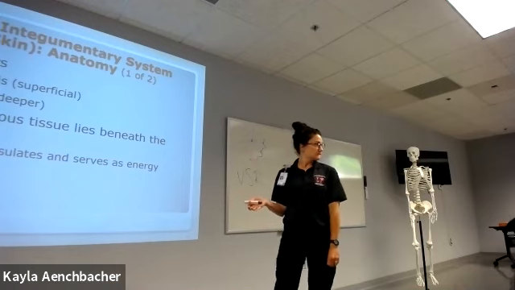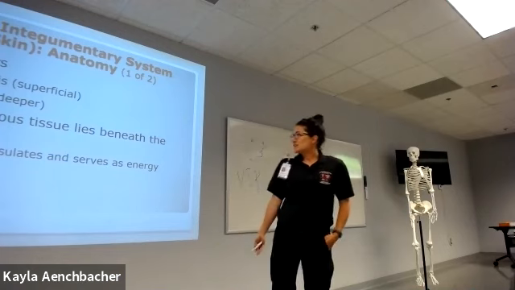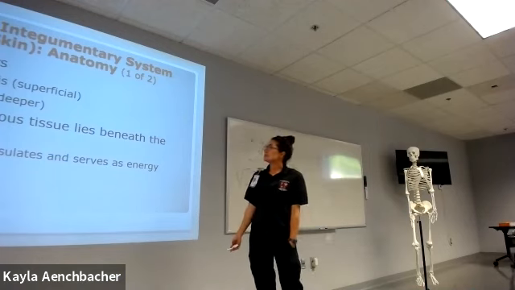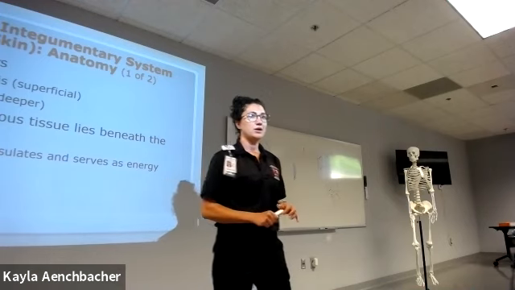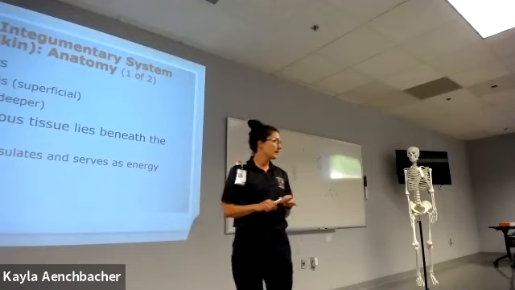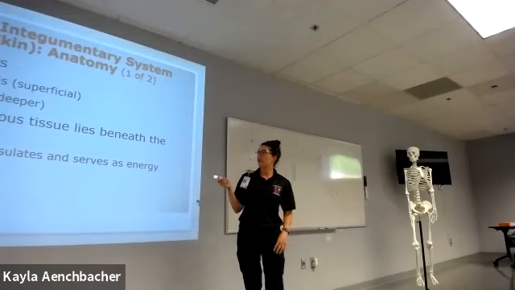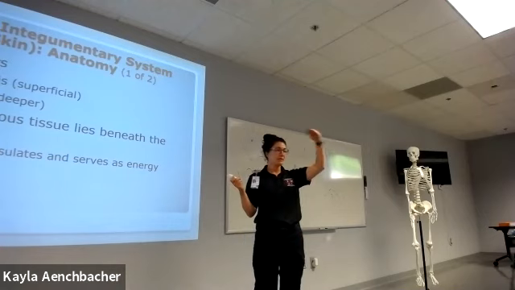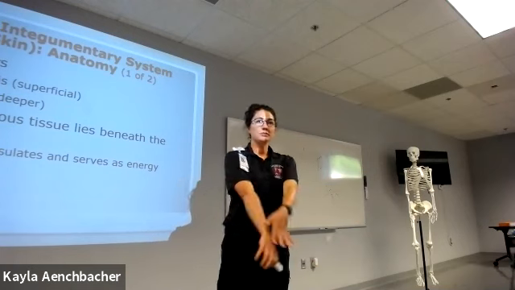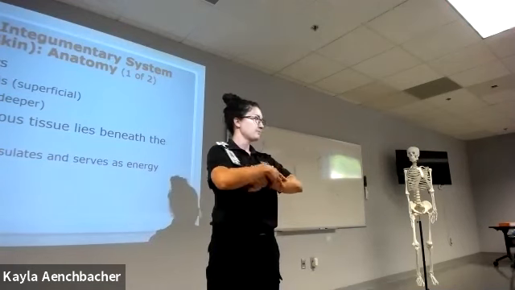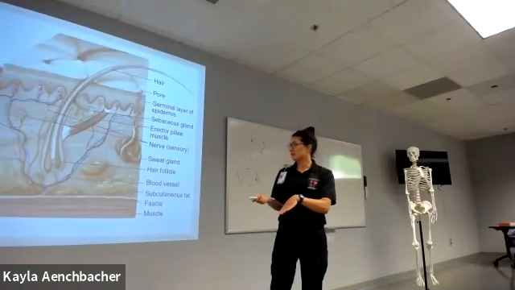All right, so skin, guys, the integumentary system. Your skin is the biggest organ of the body; in itself, in its entirety, it's an organ. We have two main layers. We have our epidermis, and the epi means on top, and then we have our dermis. That epidermis is everything that you can see with the naked eye. The dermis goes to a little bit deeper level.